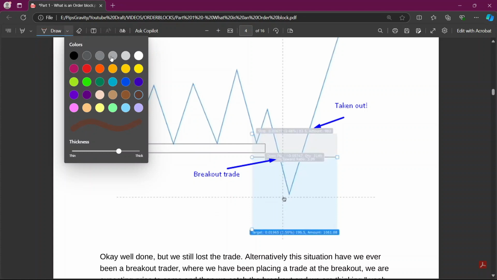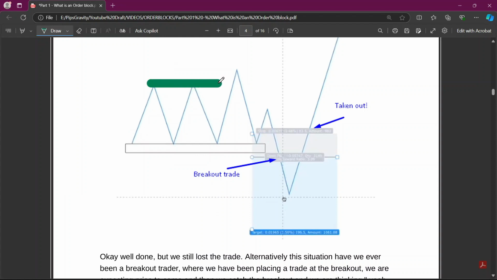Okay, I think this may be fine. So we have this resistance level up here. We have sellers from up here. We are going to have sellers from this breakout right here. We'll think that, okay, now it's a breakout, so we are going to take sellers. So we have taken sellers from up here and sellers from down here.